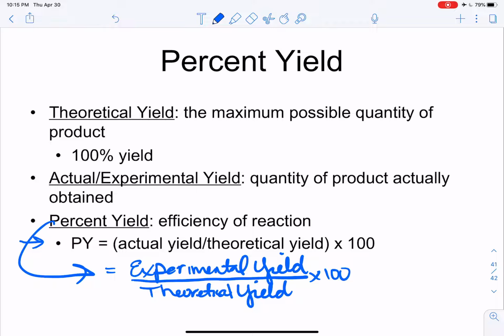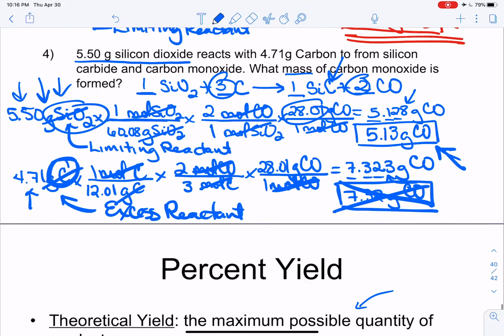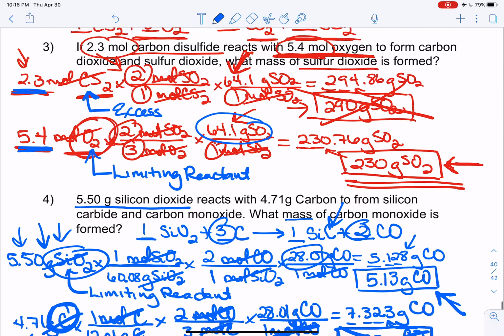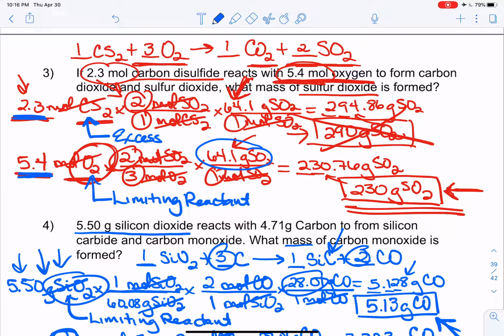Now, again, like I just said, the actual or experimental yield is the amount of product that you actually get when you do the experiment in the lab. And the theoretical yield is the maximum amount of product that's possible to get with your starting materials. That's 100% yield. So if we back up to what we did in the last lecture, we took a look at excess reactants and limiting reactants, and we said that the limiting reactants are going to limit how much product we can make.